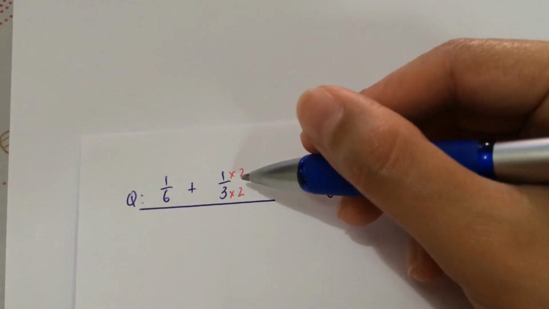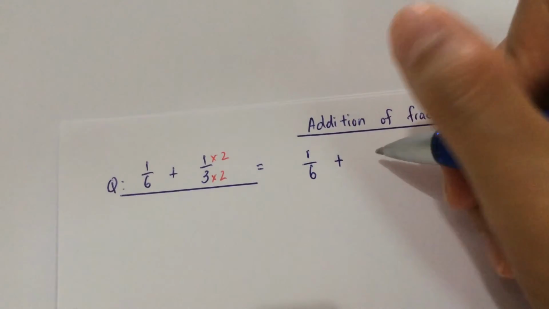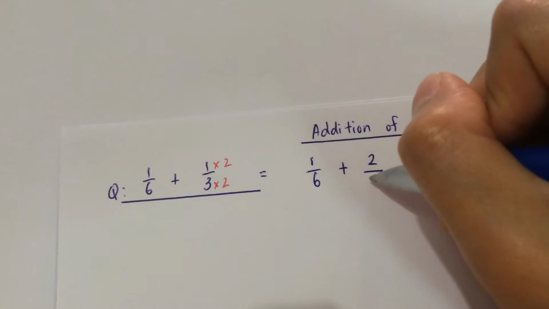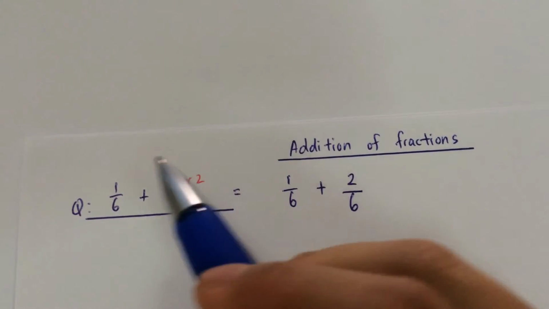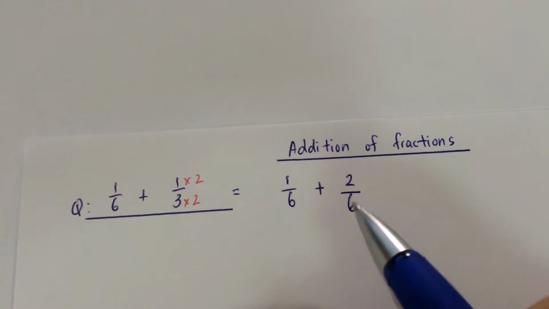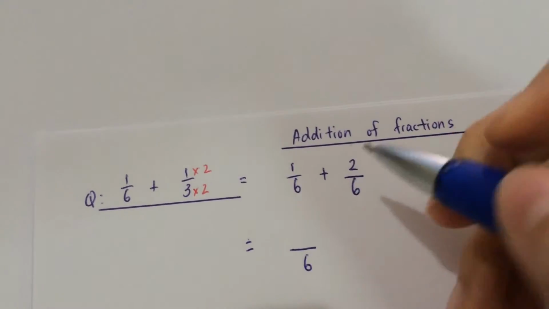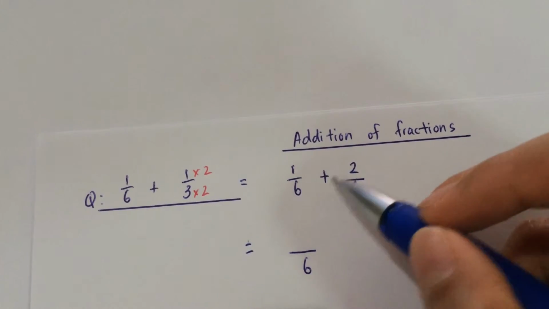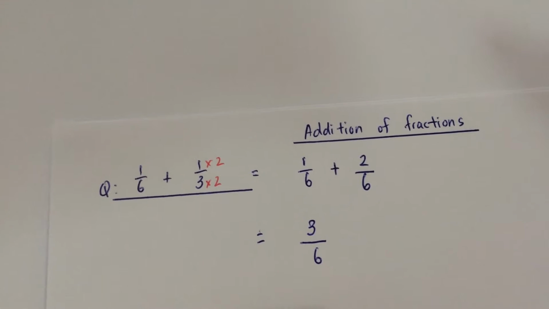Okay, and I need to rewrite this. 1 times 2 is 2. 3 times 2 is 6. So as you can see, I've rewritten my question this way, and now the denominator is the same. So now I can add it. The denominator will remain as 6. The numerator 1 plus 2 is 3. And that is my answer, 3 out of 6.